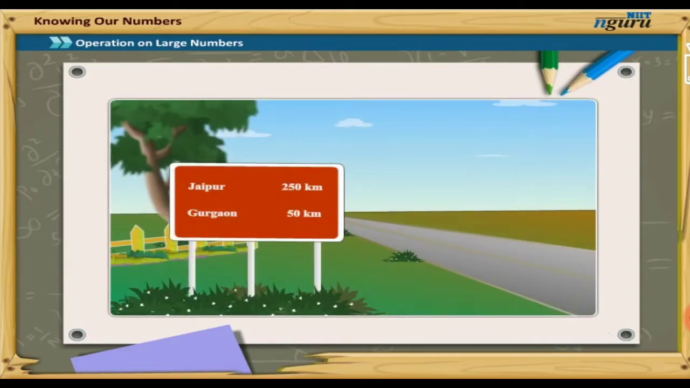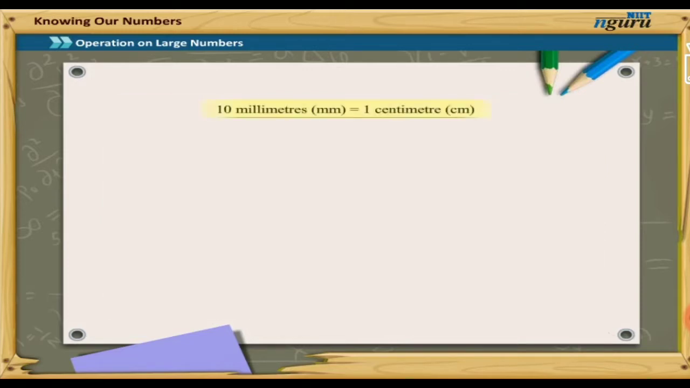And for measuring large distances, such as the distance between 2 places, kilometer is used. Now 10 millimeters is equal to 1 centimeter. 100 centimeters make 1 meter. Now 100 centimeters is equal to 1000 millimeters. Therefore, 1 meter is equal to 1000 millimeters.